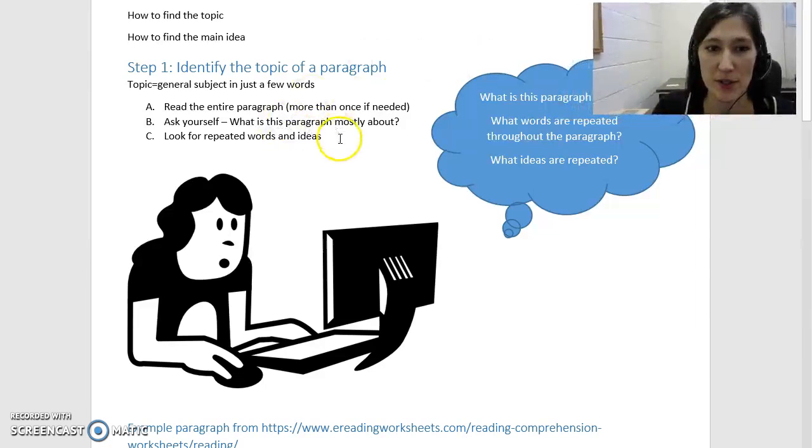Okay, so step one, you need to identify the topic of a paragraph. So we identify the topic before we can identify the main idea. We say that the topic is a general subject in just a few words. It could even be one word sometimes. It's short. Here's the steps. The ABC to identifying the topic.